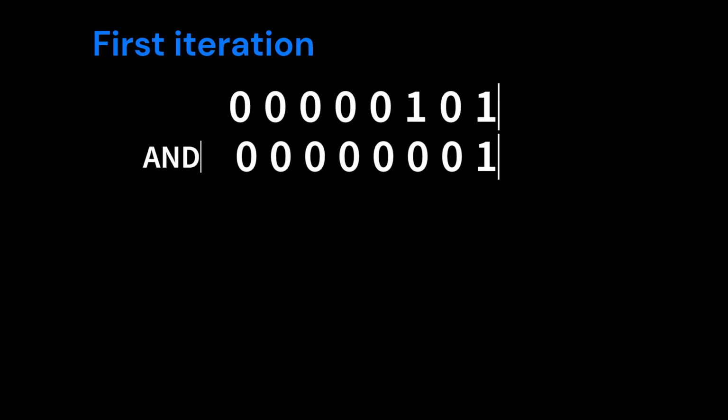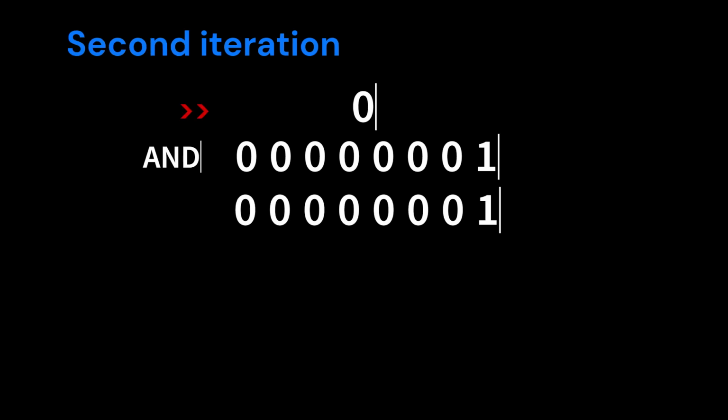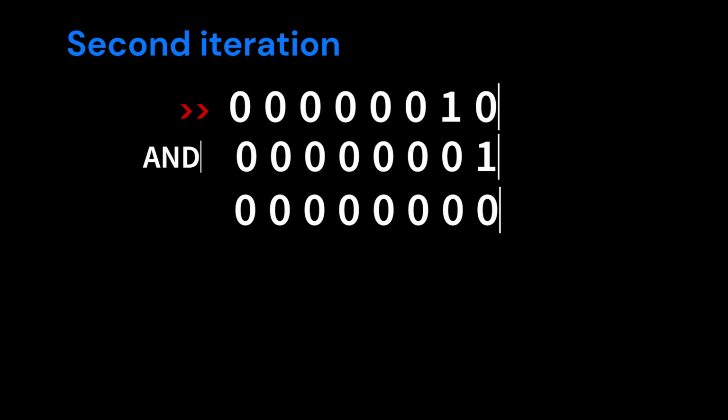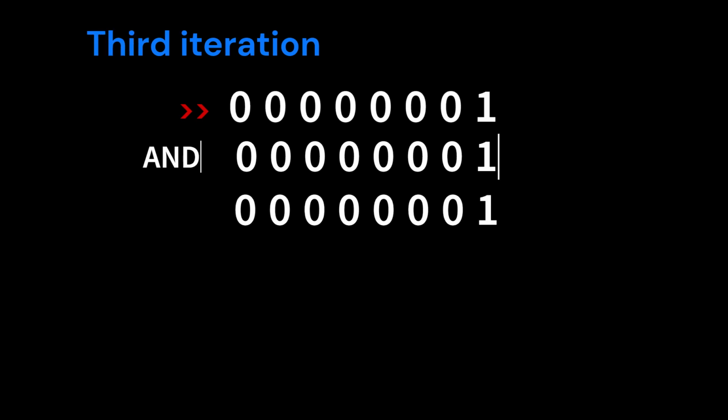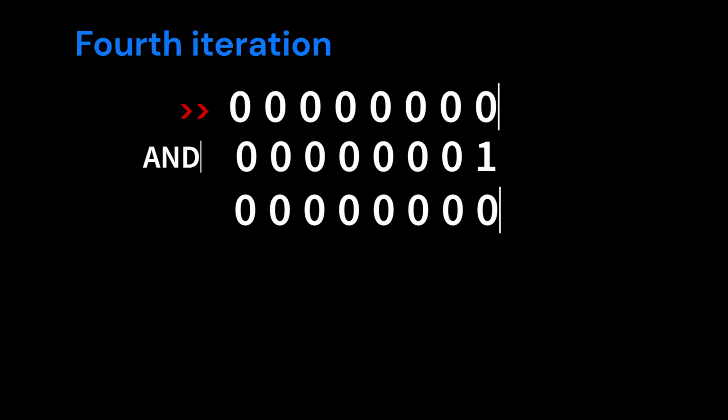Now if we do a bitwise AND operation with the input and 1, we will get 1 if the LSB is 1, or we will get 0 if the LSB is 0. Now in the second iteration, if we right shift the input by 1 bit and do an AND operation with 1, we will get 0. Similarly in the third iteration, by right shifting the input and doing AND with 1, we will get 1 again. Now in the fourth iteration, by shifting the input and doing AND with 1, we will get 0, and the input will also be 0 in this case.